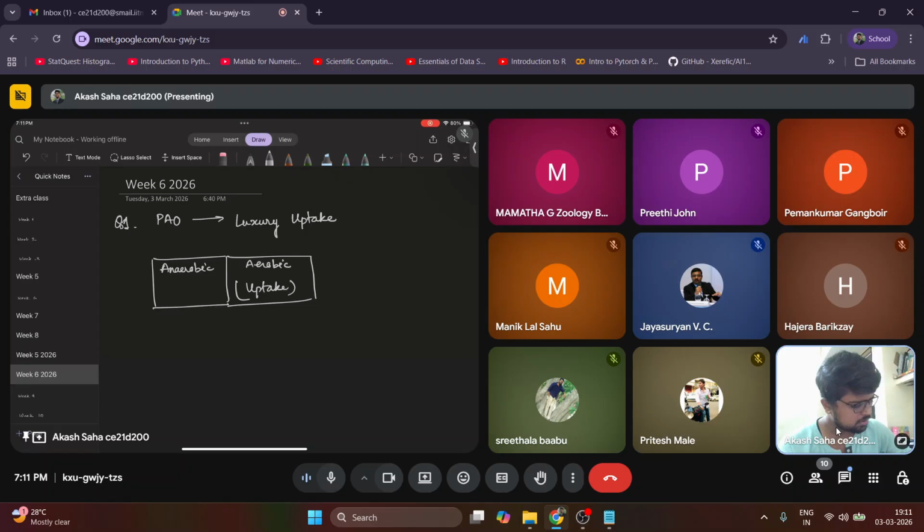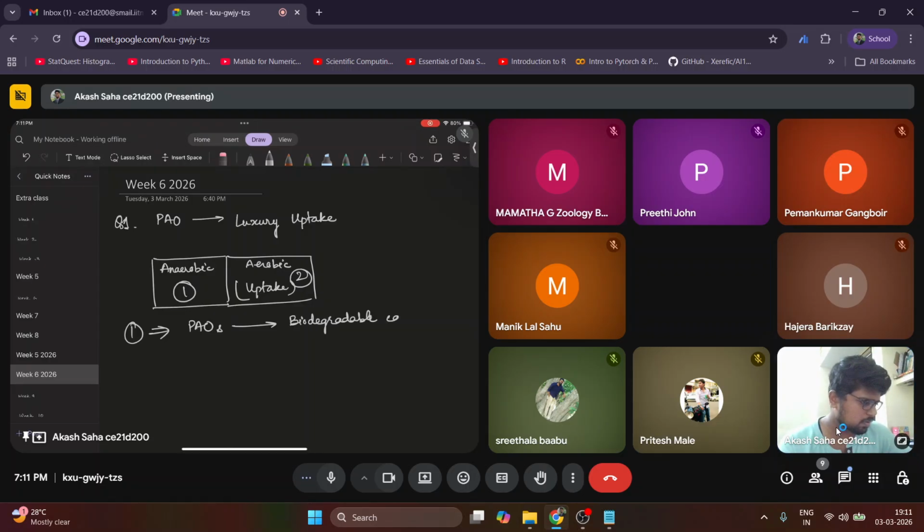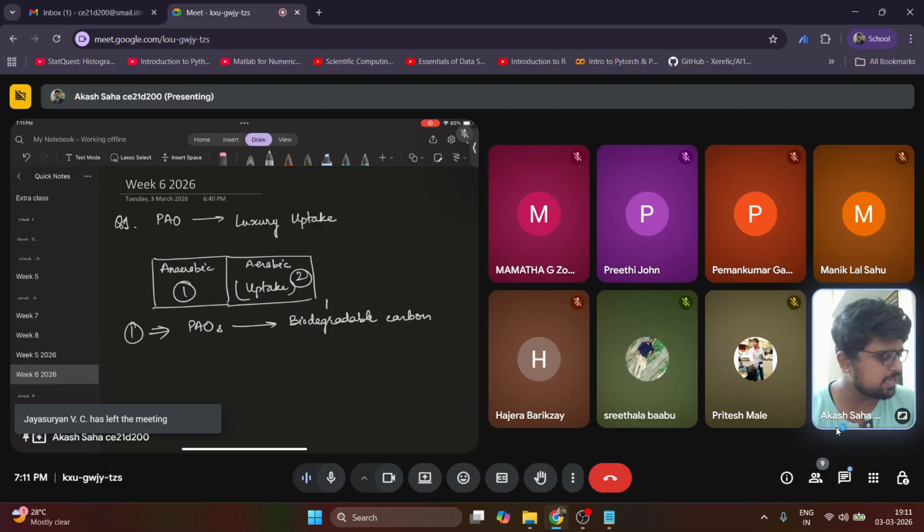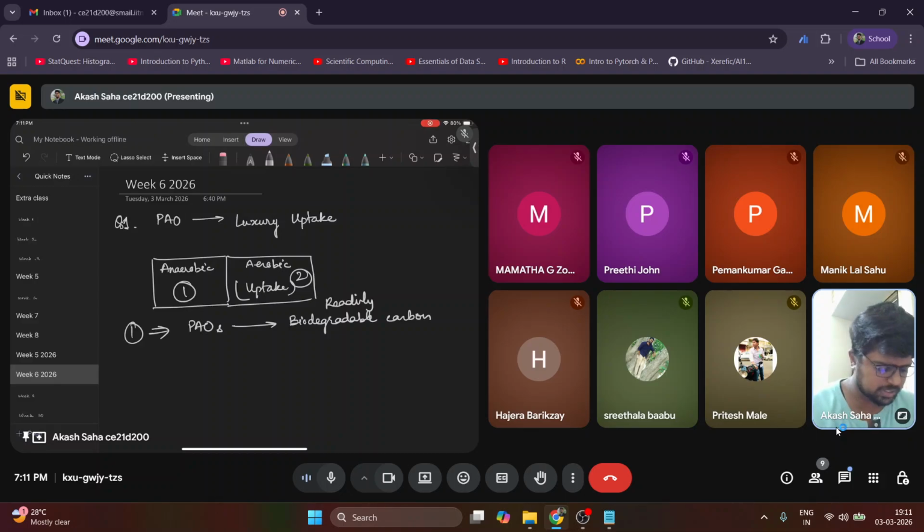So this is maybe zone one, we can say, and this is zone two. What happens in zone one is that this PAO will take up the biodegradable carbon, or I should say, readily biodegradable carbon, which is easier to decompose and take up. These are in the form of VFAs, or volatile fatty acids. So they take up these things.